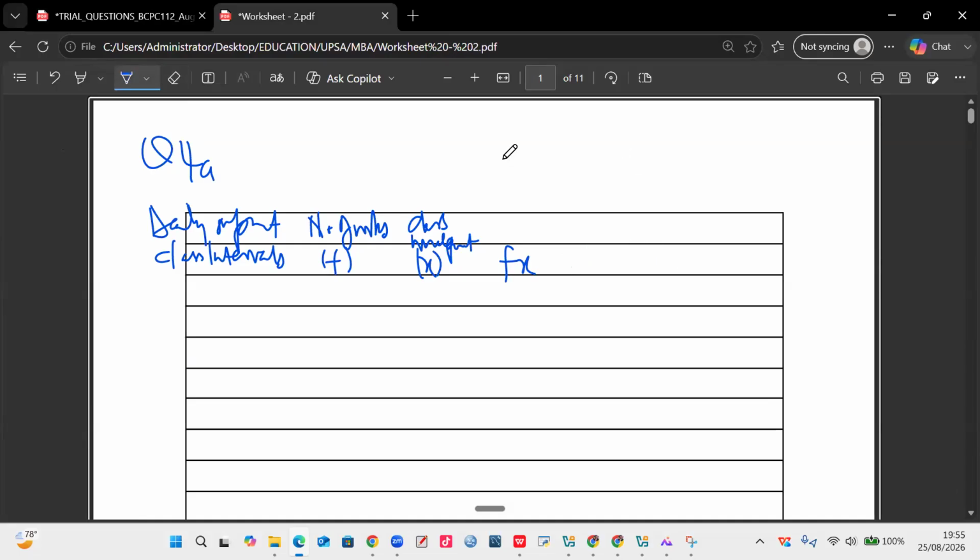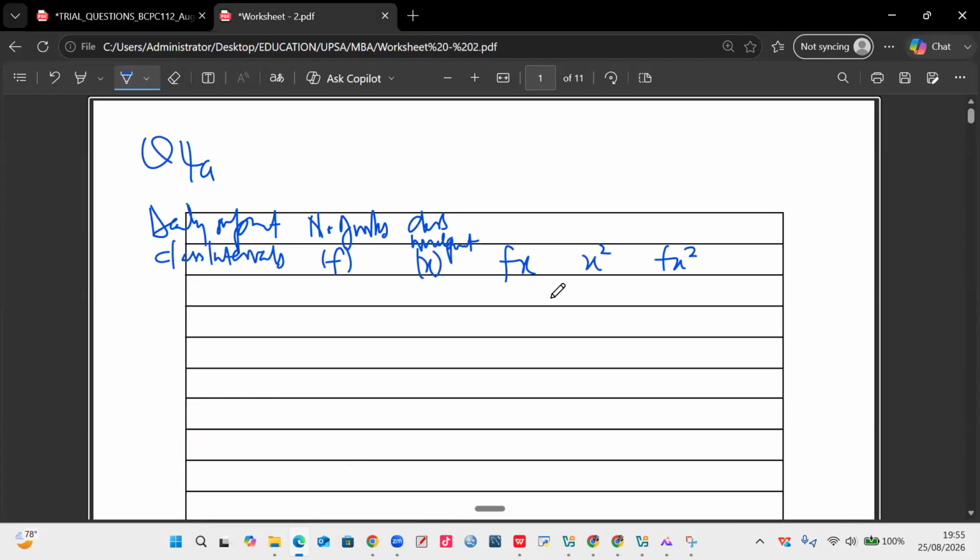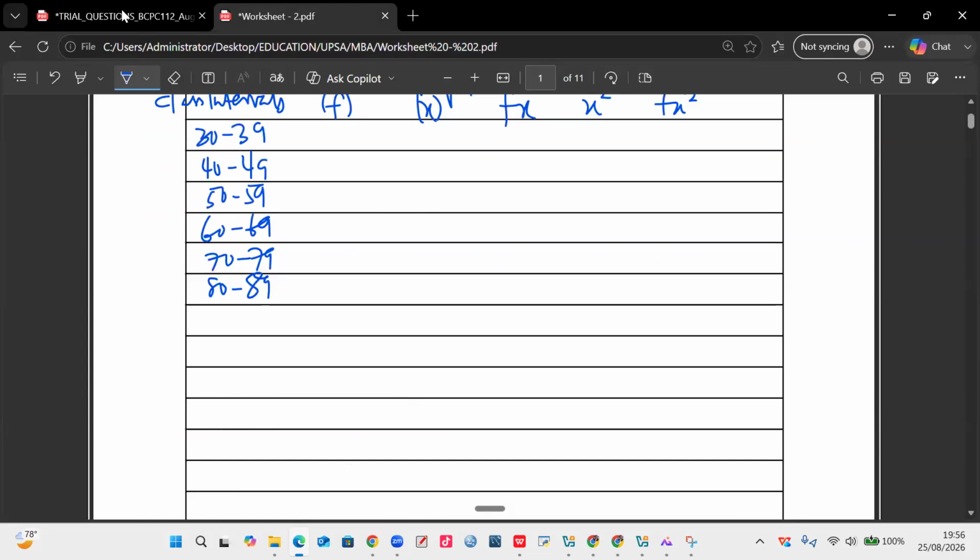So this is Fx. Then we have X squared. Then we have Fx squared. Okay, so that's it. The first column is the class intervals. We have 30 to 39, and it ends at 80 to 89. So let me write them: 30 to 39, 40 to 49, 50 to 59, 60 to 69, 70 to 79, 80 to 89. Okay, so that's it.